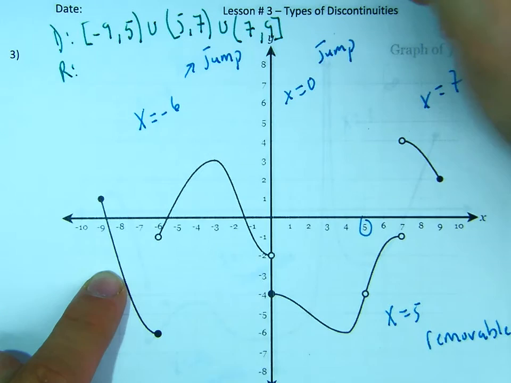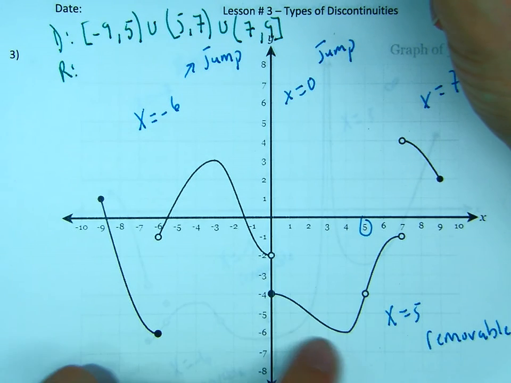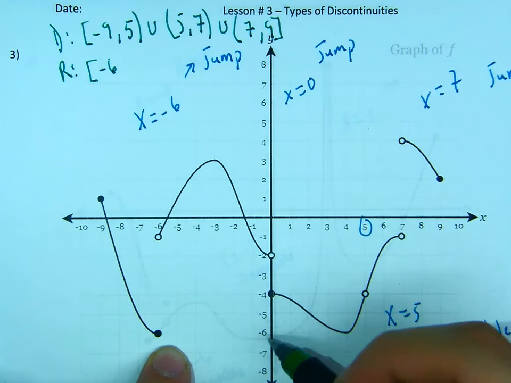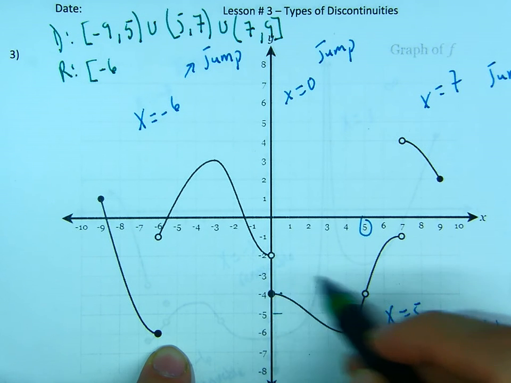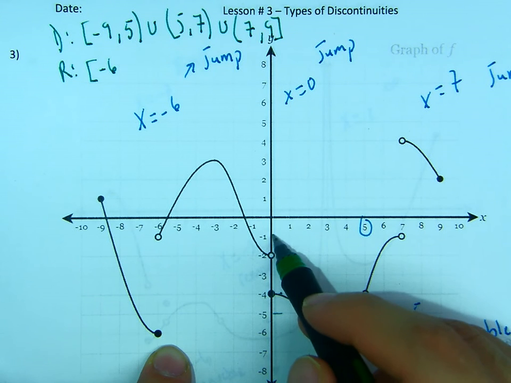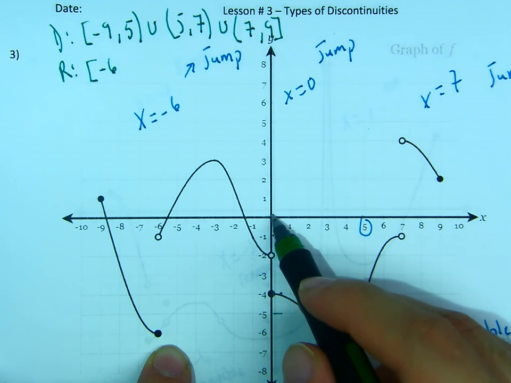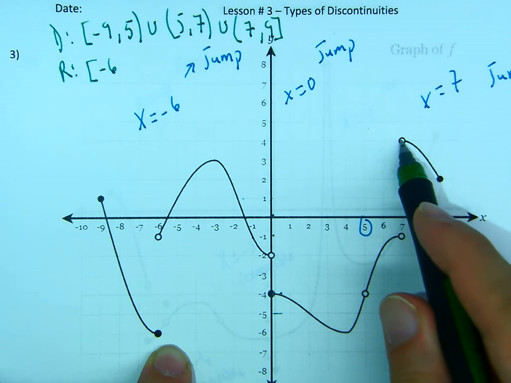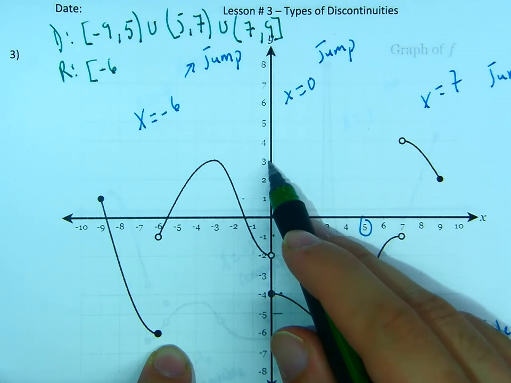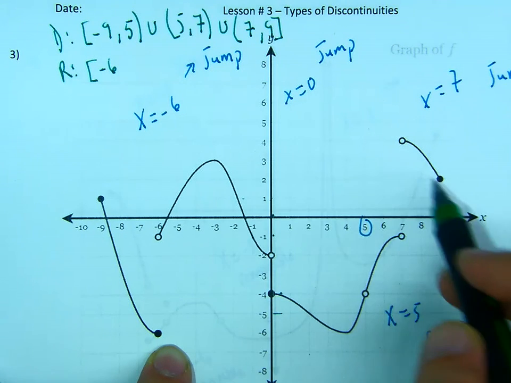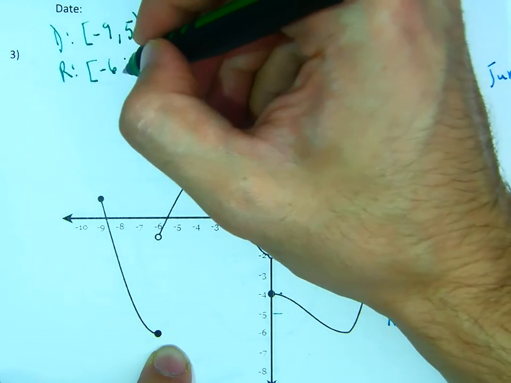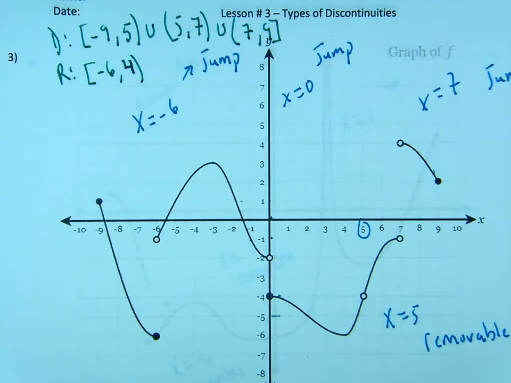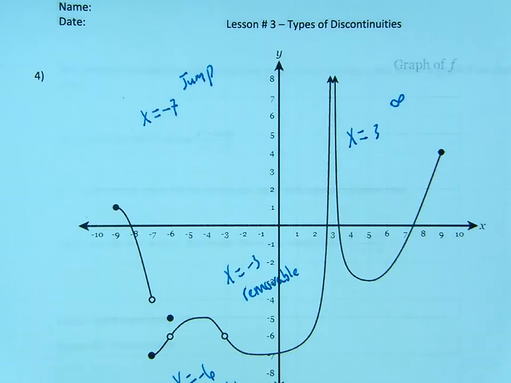The range, let's take a look at the range. Here, what's your lowest y value? It looks like it's negative 6. So we have negative 6. Do we have negative 5? Yes. Negative 4? Yes. Negative 3? Yes. Negative 2? Yes. Negative 1? Yes. Y equals 0? Yes. 1? Yes. 2? Yes. 3? Yes. 4? Oh, we don't have 4. But we have everything in between 3 and 4, right? From here. So what we're going to do is say comma 4, but this part will be exclusive. You don't have y equals 4. Okay? Last one.